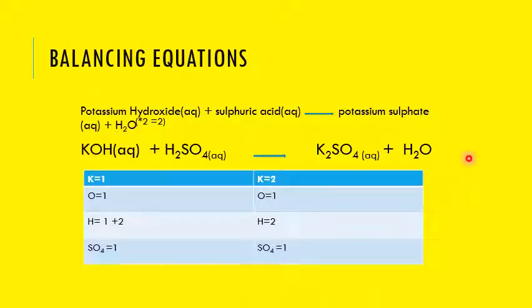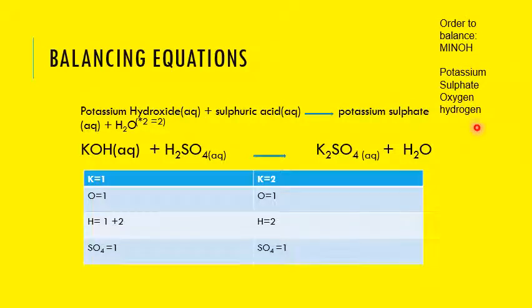Next step is we need to decide in which order we are going to be balancing this reaction. So remember my law. According to our law, we are going to balance potassium, sulfate, oxygen, and then hydrogen. Okay, so there we go. So let's balance off our potassium. So potassium, we have 2 potassium on the right and 1 potassium on the left. So what are we going to be multiplying this 1 by in order for us to get it to be the same as on the right, which is 2?